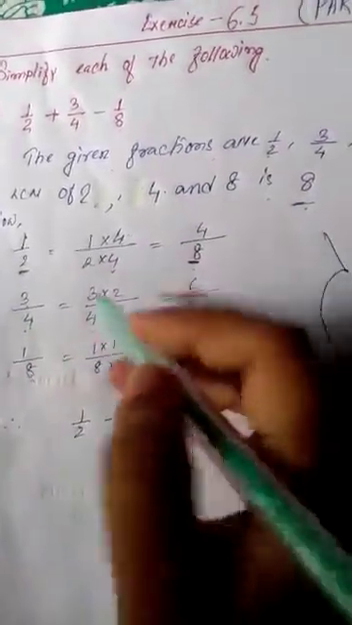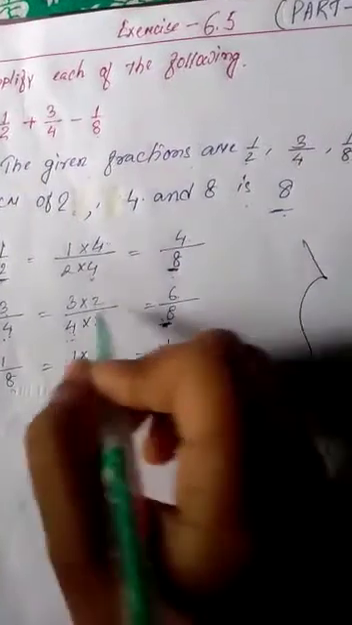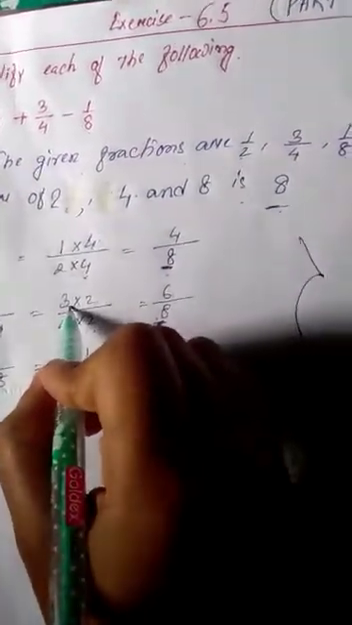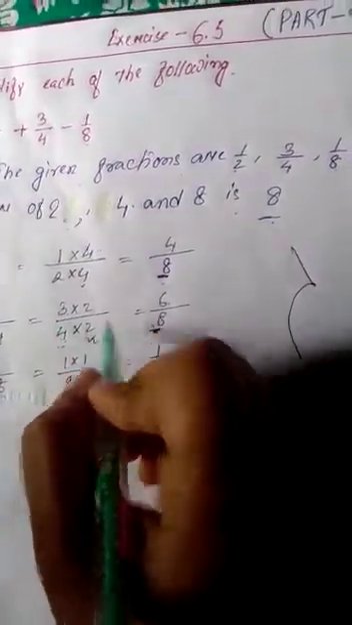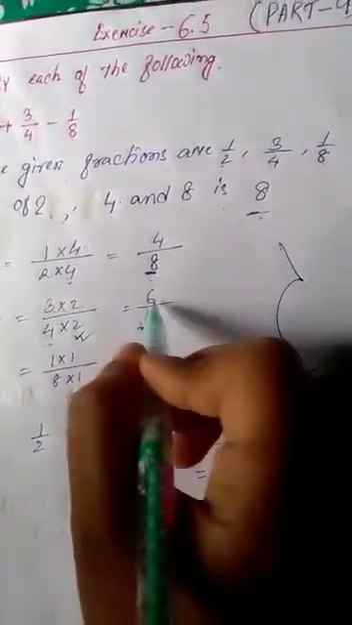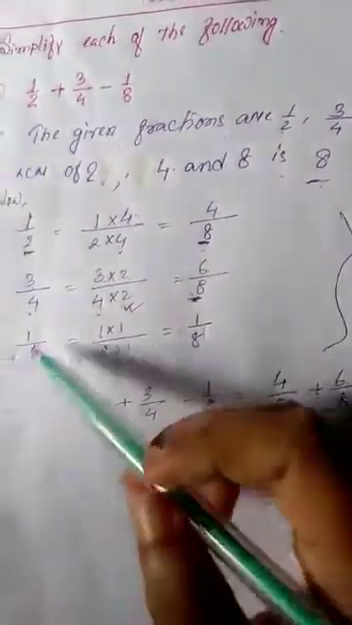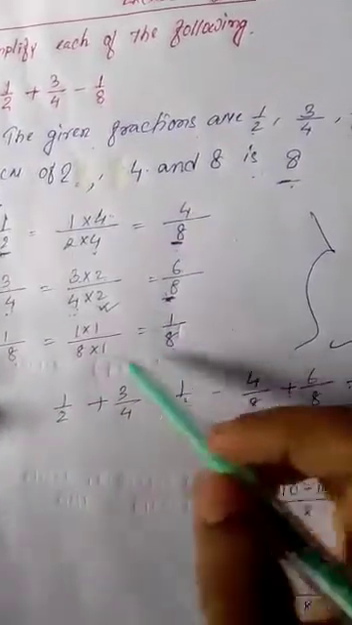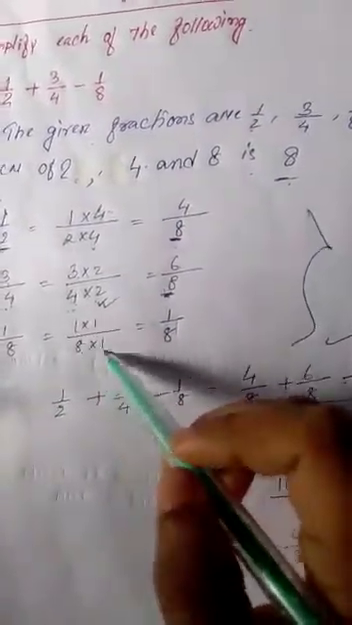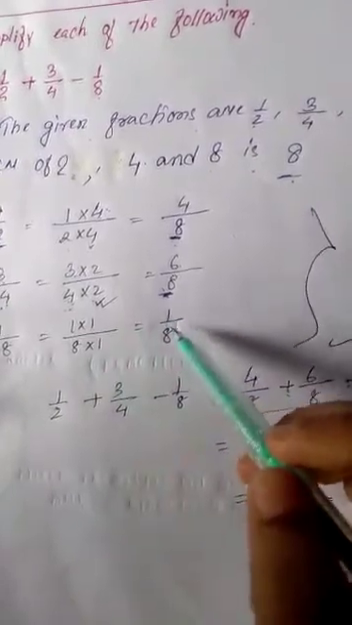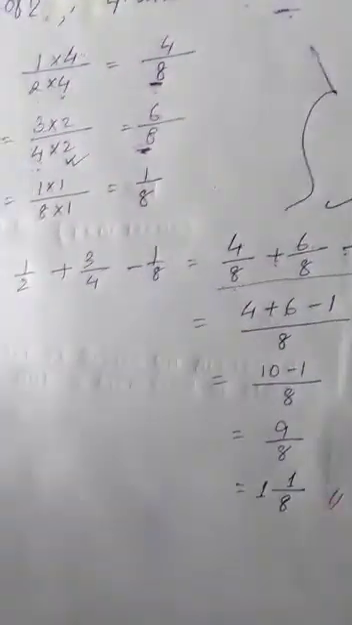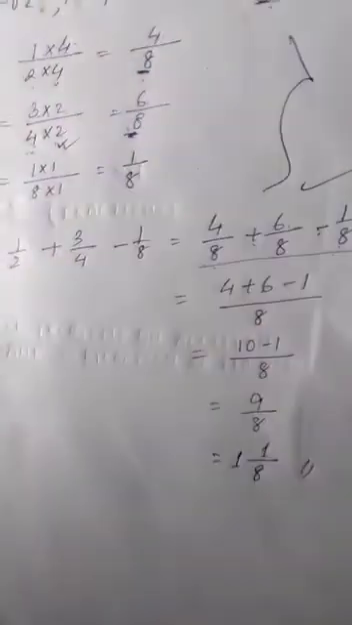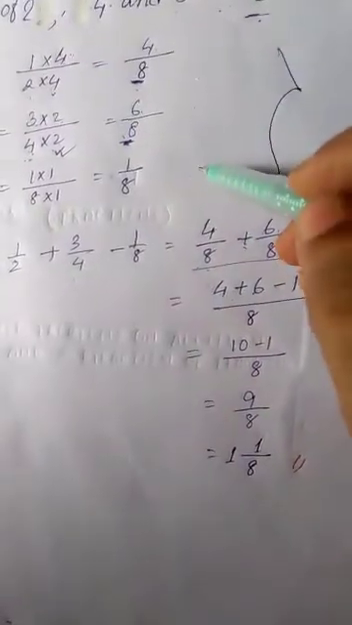For 3 by 4, 4 into 2 is 8, and this 3 also we have to multiply by 2, as we have multiplied the denominator by 2. So 3 into 2 is 6, so 6 by 8. The next one is 1 by 8. You can keep it the same, or you can show it like this, as it's the same only: 8 into 1 is 8, 1 into 1 is 1, so 1 by 8. Now, students, I have got the equivalent like fractions.